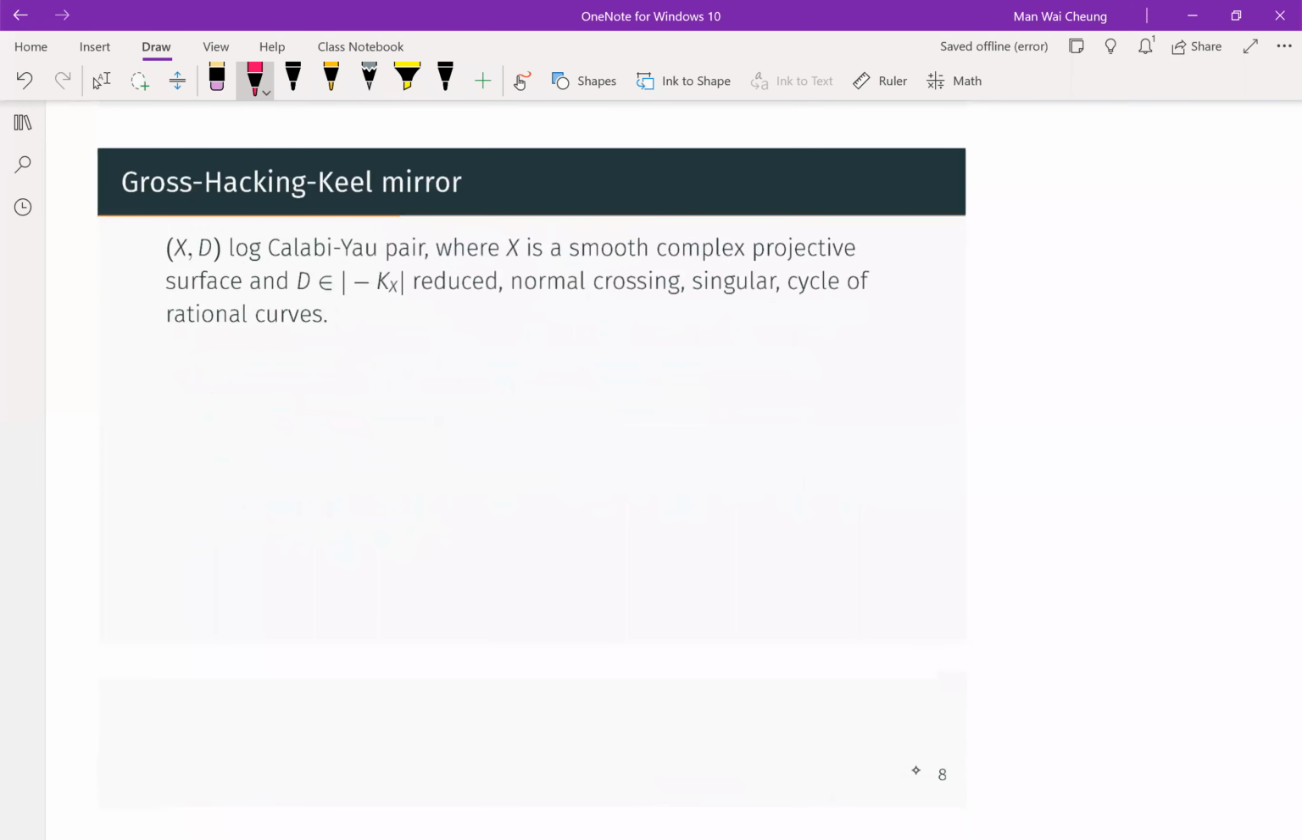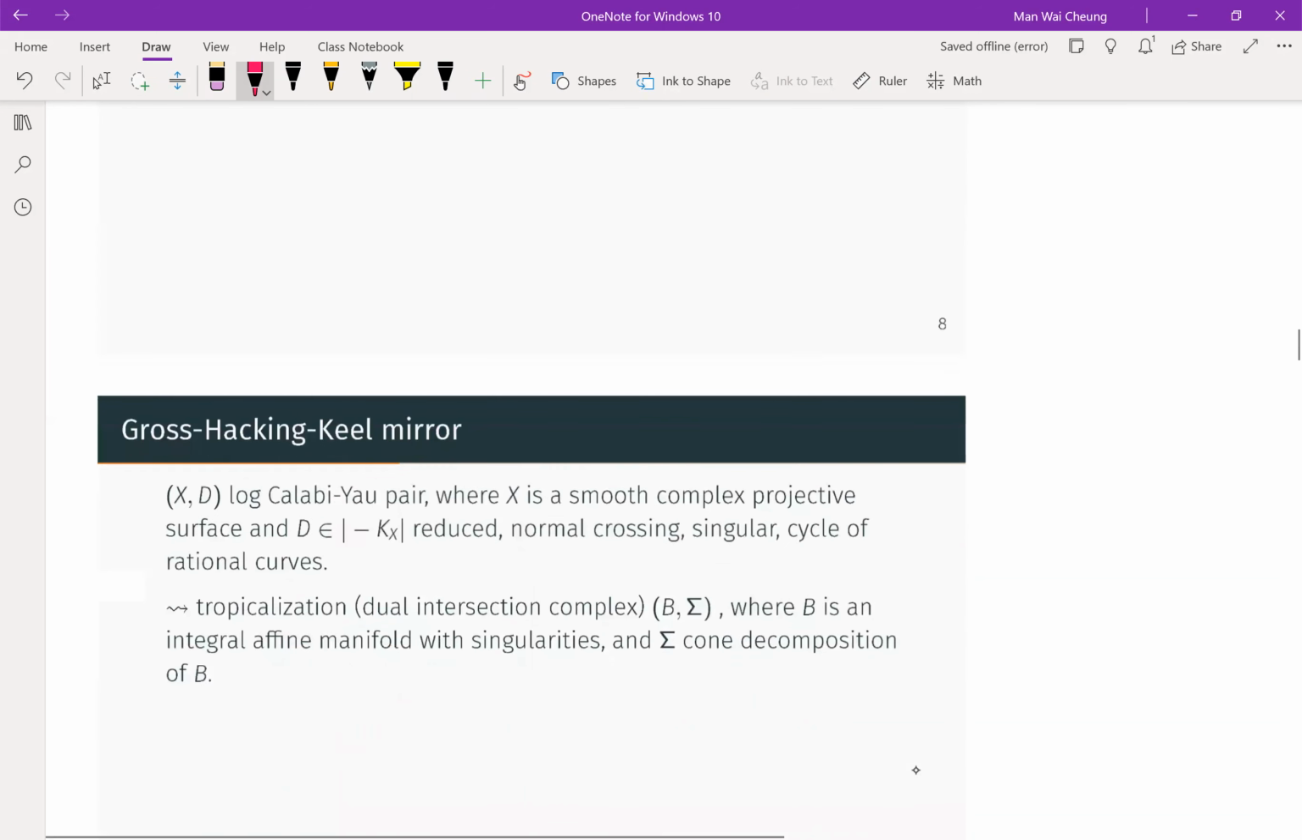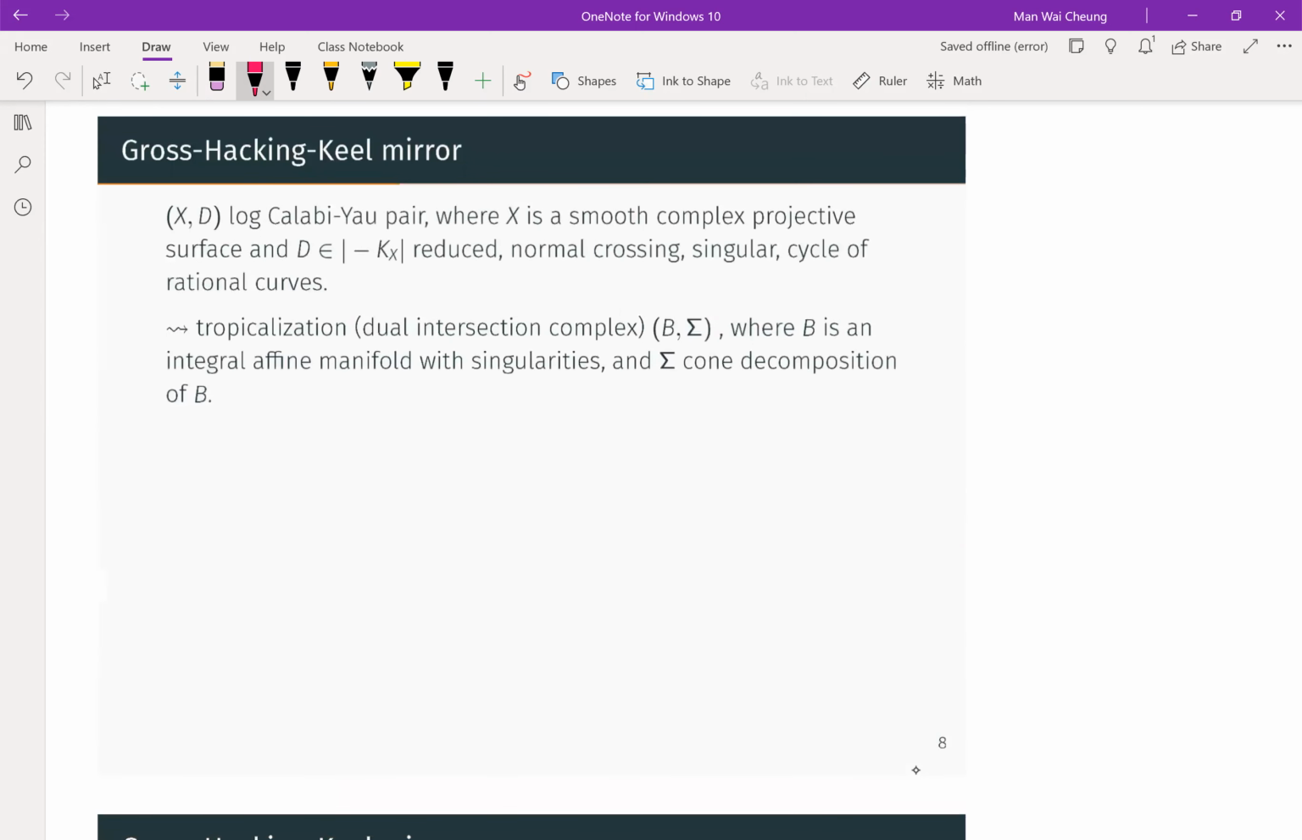So the mirror symmetry or mirror construction in our mind for the first part of the talk is this Gross-Hacking-Keel mirror construction, which we start with a smooth convex projective surface, and we choose a canonical divisor, which in the example we have will be a cycle of curves, minus one curves. So in their construction, they give this pair, and then they construct a tropicalization of it, that they define an affine manifold with singularity, and this sigma is a cone decomposition. Actually, it's coming from this divisor.